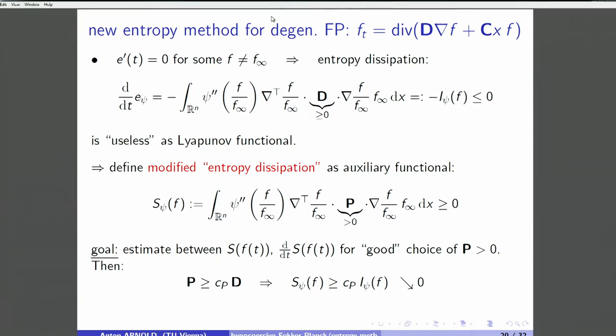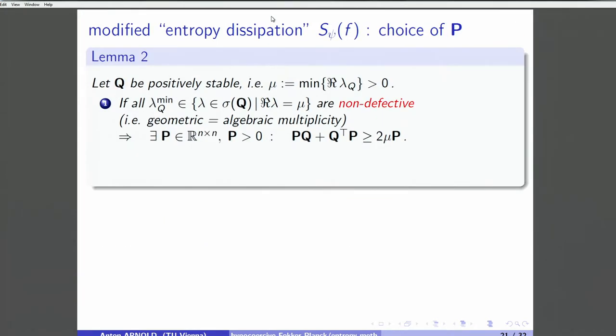which is not intrinsically linked to our equation. However, this matrix P is a regular matrix, so it bounds from above our singular diffusion matrix D with some constant. So if this functional decays exponentially to zero, then also the true functional will decay to zero exponentially. And this is what we want to have. So the main question is, how do we find this matrix P?